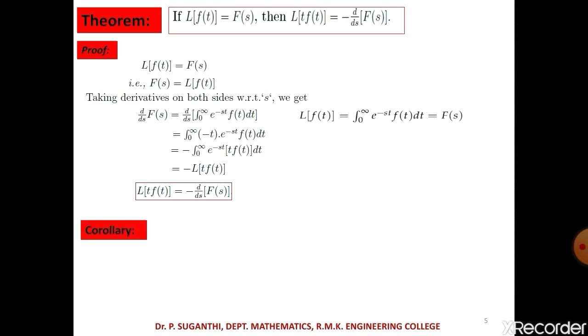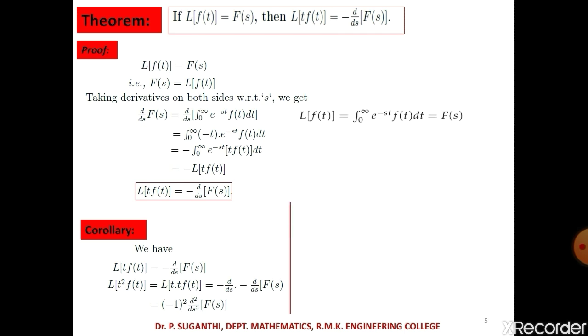Corollary. We have L of t into f of t, which is equal to minus d by ds of F of s. Now we have to find L of t square into f of t, which can be written as L of t into t f of t, that can be written as minus d by ds into minus d by ds of F of s. It can be written as minus 1 the whole square d square by ds square of F of s.